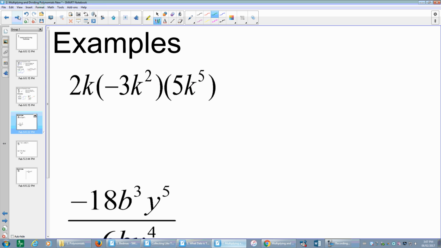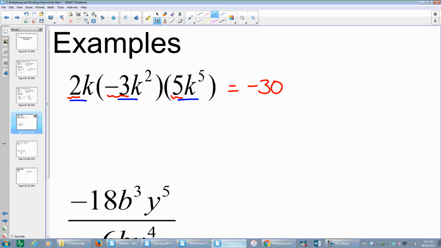Okay, those are basic examples. We're now going to look at maybe some more complex examples. Here I have 3 terms, 1, 2, 3, and what am I doing with all 3 of them? I'm multiplying. It's saying 2k times negative 3k squared times 5k to the exponent 5. So first step is I'm going to multiply all of these coefficients together. 2 times negative 3 times 5 gives me negative 30. So I'm going to write negative 30.